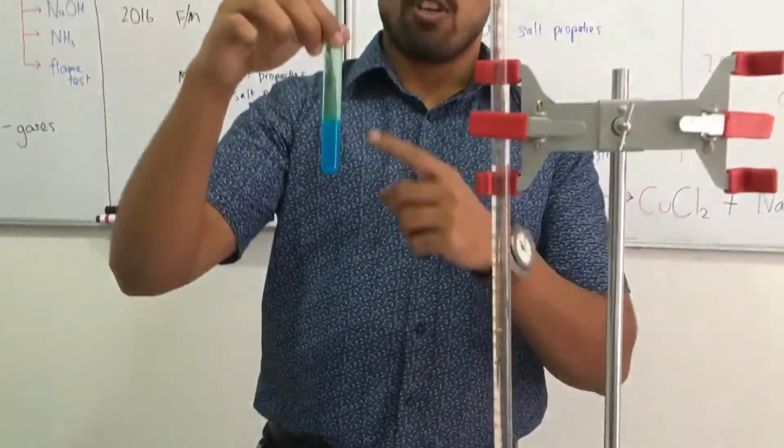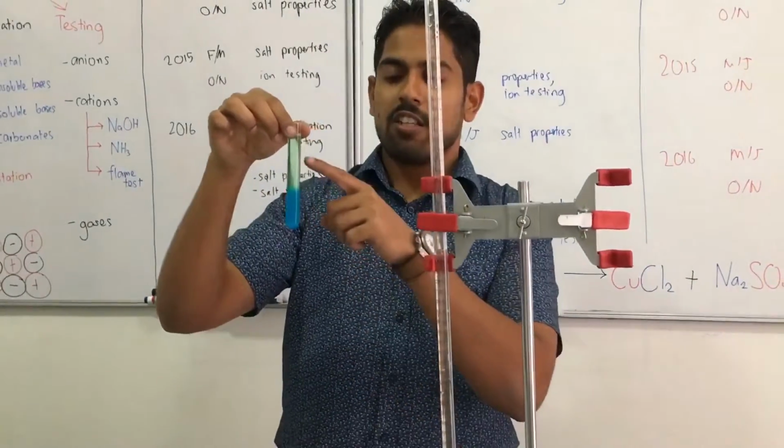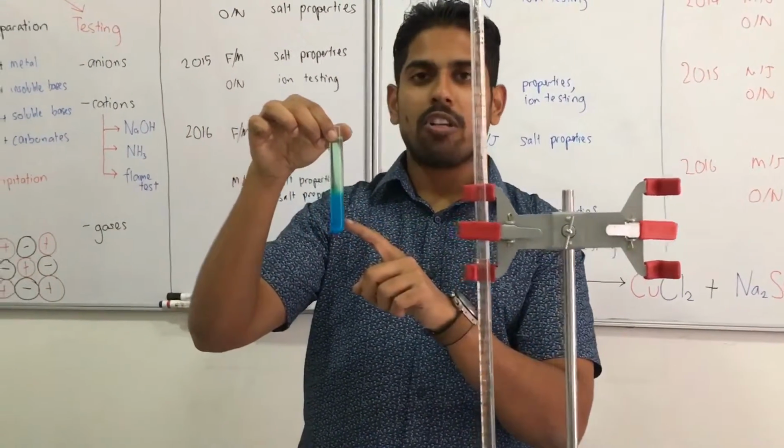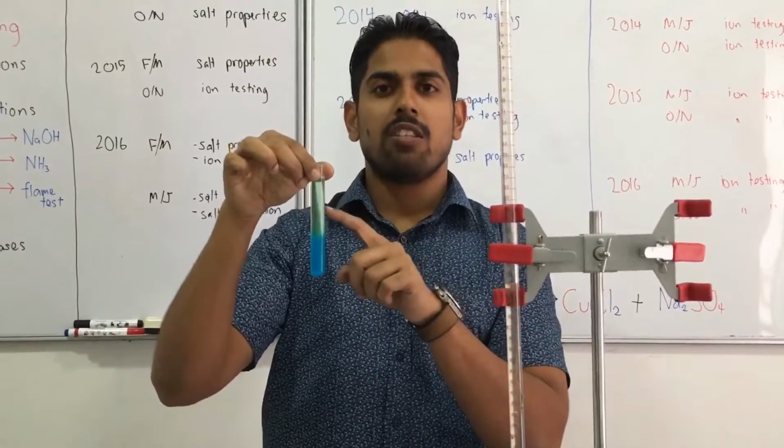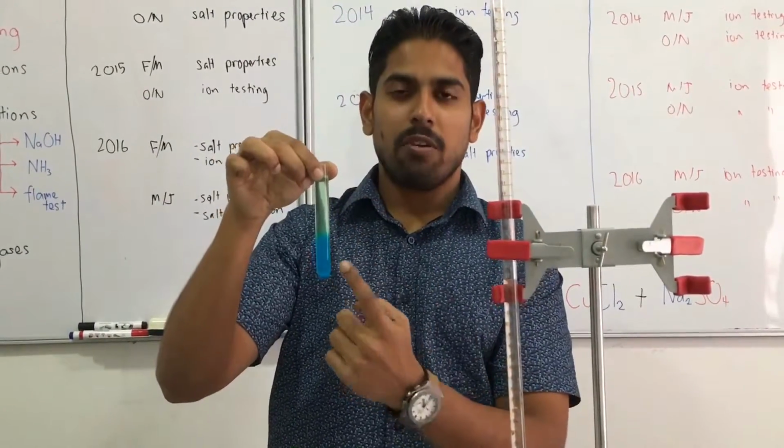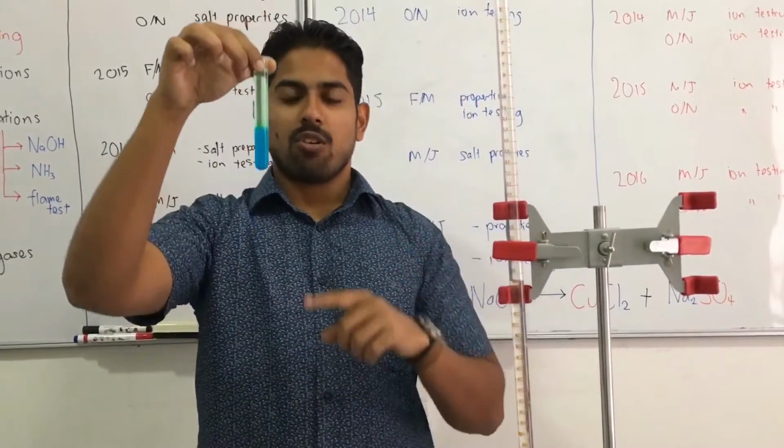As you can see, because I haven't stirred this, the top half has turned green and the bottom is the copper sulfate. That means here the salt exchange has happened and now this is copper chloride. At the bottom it is copper sulfate, just to contrast both the colors.